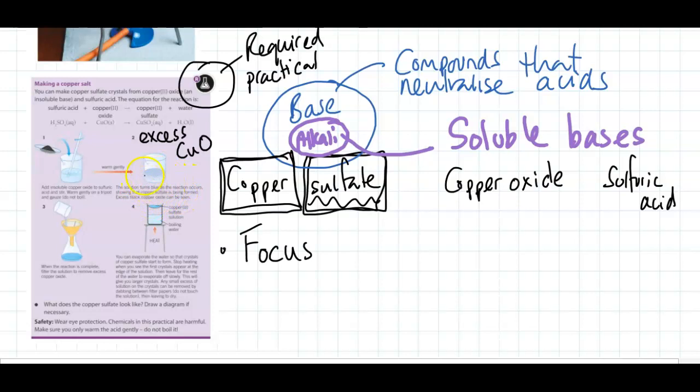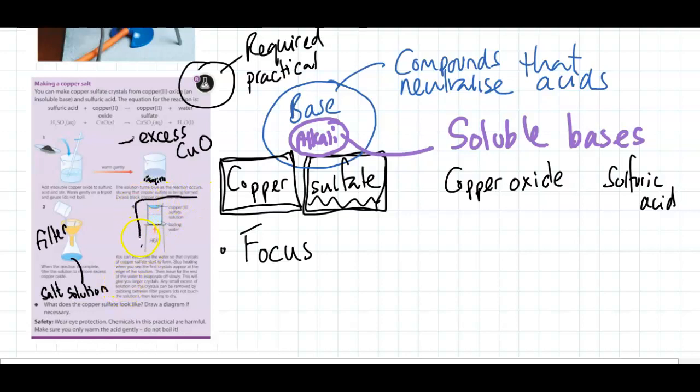neutralized. When you can see that there's unreacted copper oxide in your beaker, you know that you've added more than can possibly react, and so all of the acid has reacted, and we can filter the excess copper oxide out, leaving us with the solution of the salt that we want, in this case copper sulfate. And finally, we want to get a dry sample of crystals.